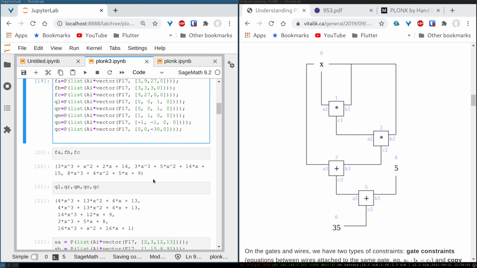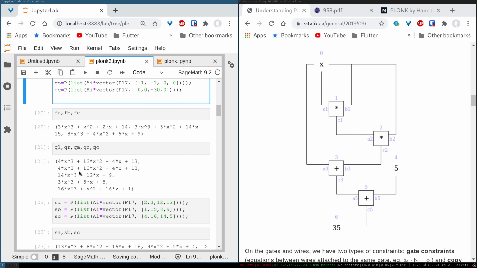That gives us these three polynomials, fa, fb, fc, and then these 5 polynomials for the q's. So fa, fb, and fc are the solutions, and so we don't want to show this. QL, QR, QM, QO, and QC are public because the verifier also verifies for a given circuit. So he actually has calculated this himself.